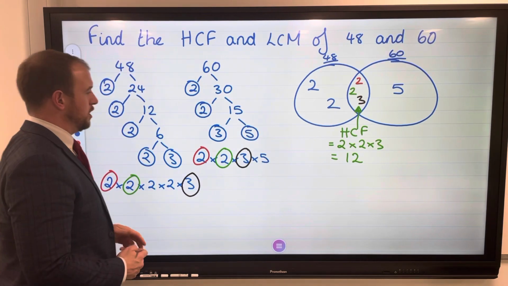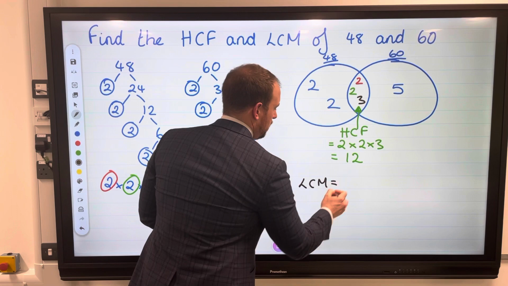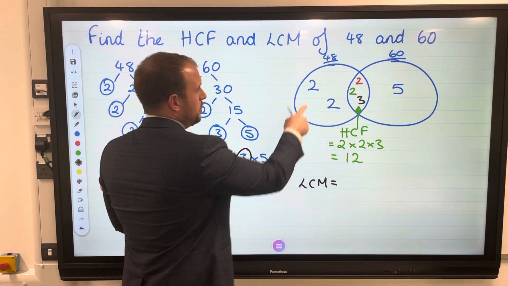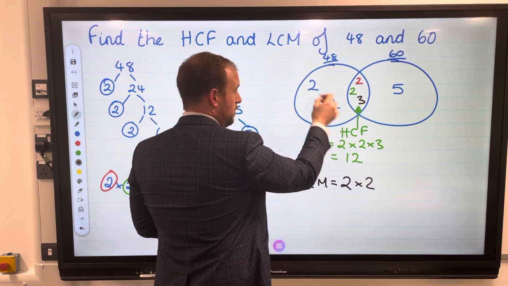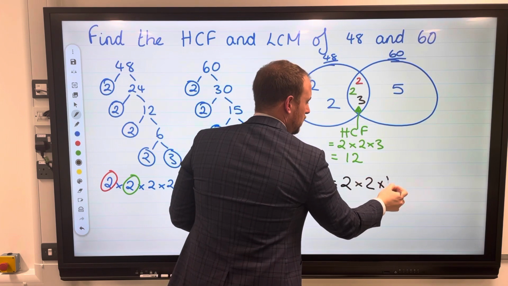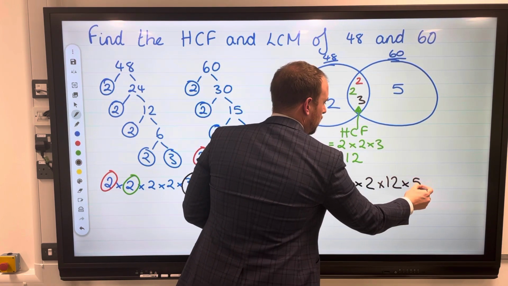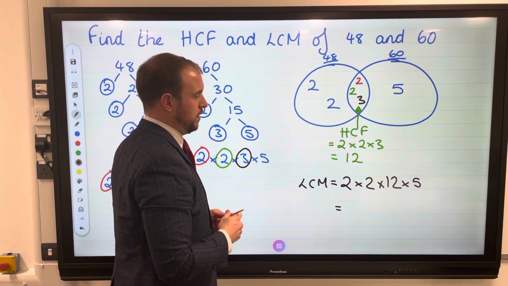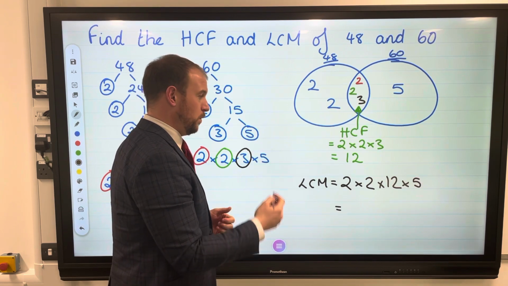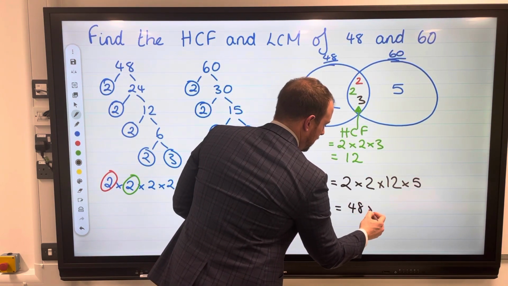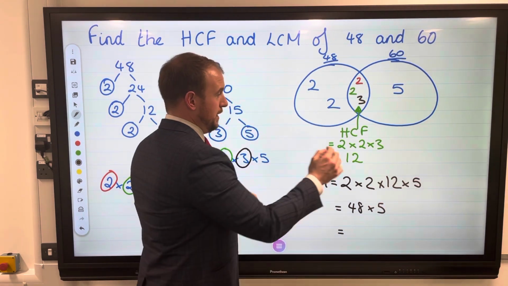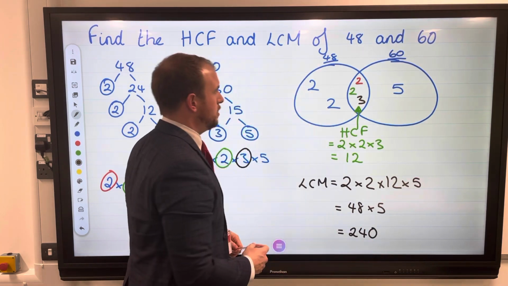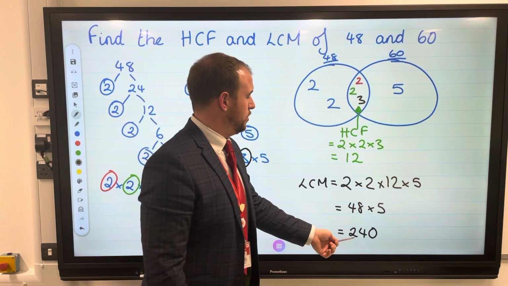So then what about lowest common multiple? Well, to use this to help us, we have to multiply everything that is in the Venn diagram. So here then we have 2 times 2, these 2 numbers. Well, all of these multiply together to make 12, and then we have 5. So now I have to multiply all of this together. Well, 2 times 2 is 4, 4 times 12 is 48, 48 times 5. Okay, you could use a little method on the side here for 48 times 5, or you could times by 10 and half it, whichever method suits you. So the lowest common multiple of 48 and 60 is 240.